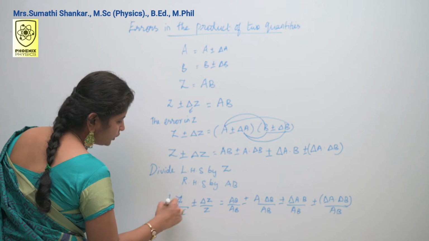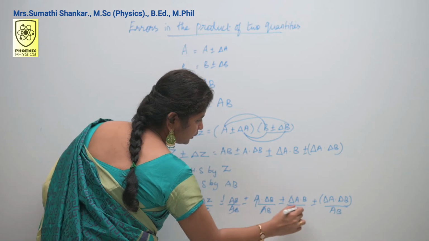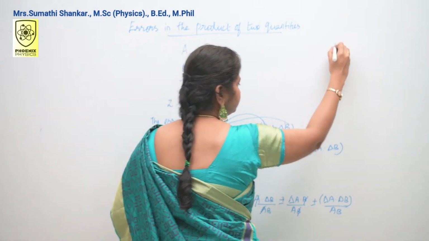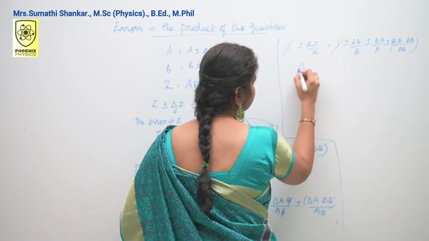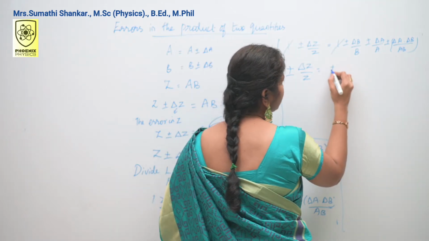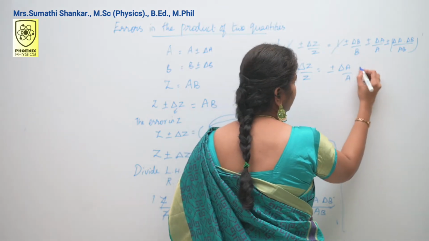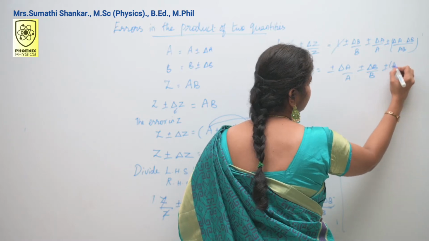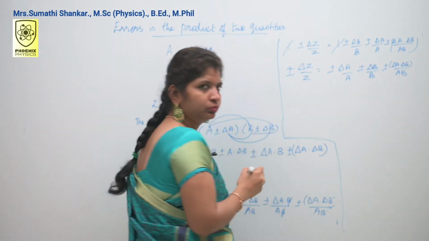Cancel this Z, you can get 1. Here 1. Cancel this A here, cancel this B here, that's all. So final format is, here cancel this 1 and 1. Final answer is delta Z by Z is equal to plus or minus delta A by A. I am just writing this term, and plus or minus delta B by B plus or minus delta A delta B divided by AB. This is our final term.